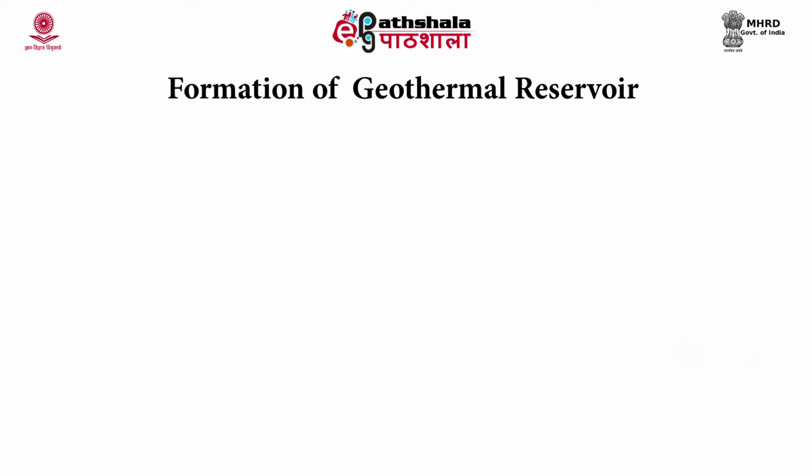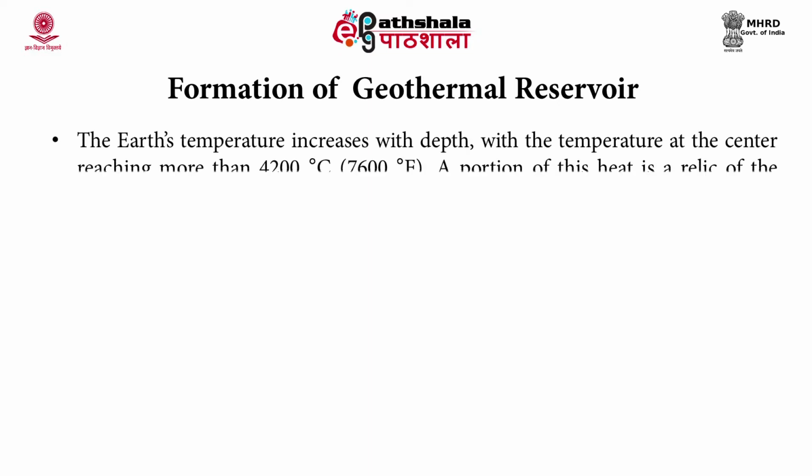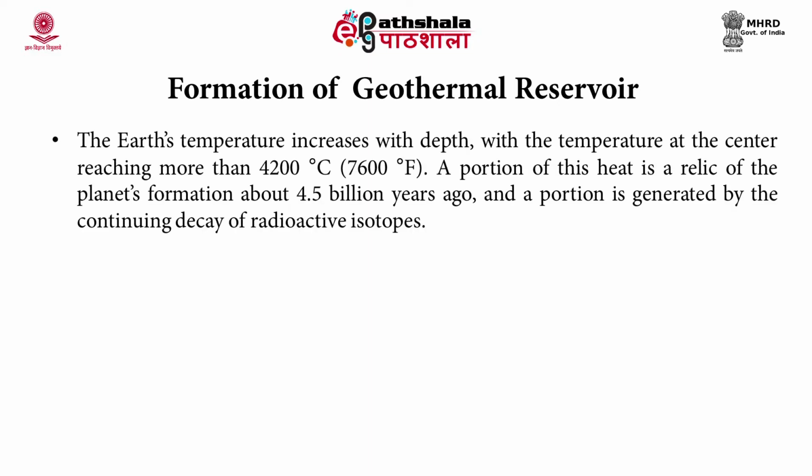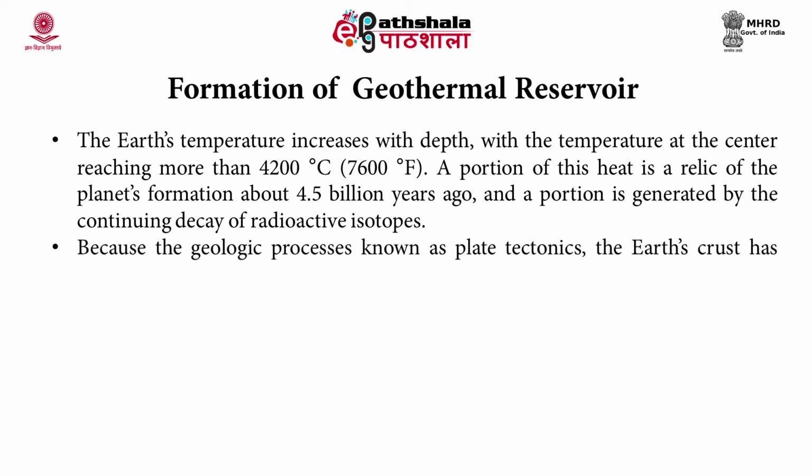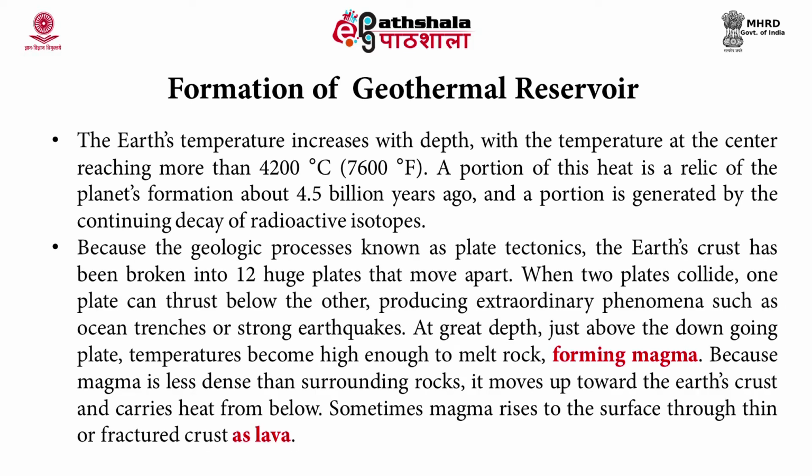Let's see how the geothermal reservoir is formed. The earth's temperature increases with depth, with the temperature at the center reaching more than 4200 degrees centigrade. A portion of this heat is the residue of the planet's formation about 4.5 billion years ago, and a portion is generated by the continuing decay of radioactive isotopes. Because of this, geologic processes are known as plate tectonics. The earth's crust has been broken into 12 huge plates that move apart.